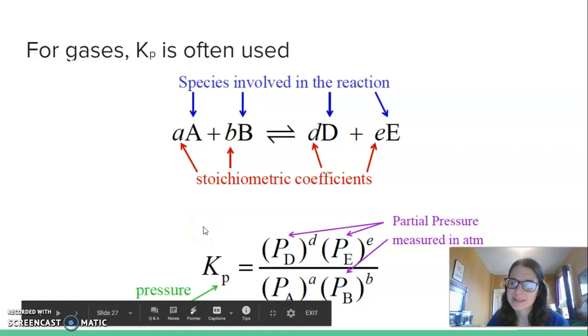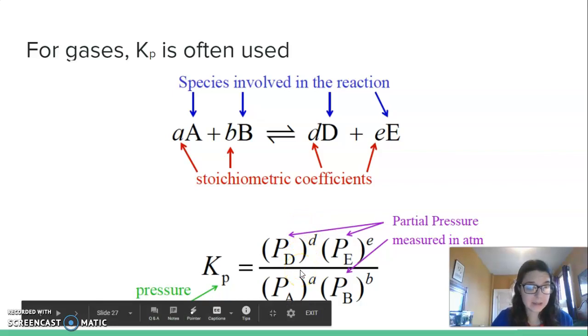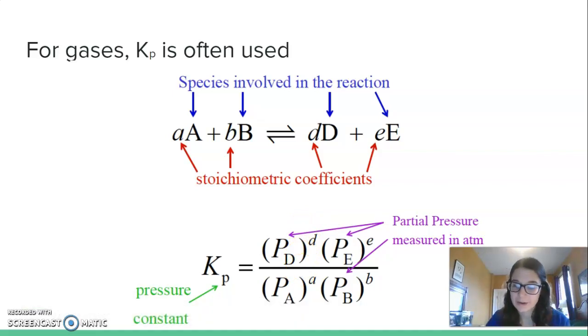So remember with gases that concentration and pressure are directly proportional to one another. If we increase concentration, we increase pressure. So that's why we can use this for gases. For these, you do need to use rounded brackets, not square brackets. It's just one of those weird things. I don't really have a reason why.